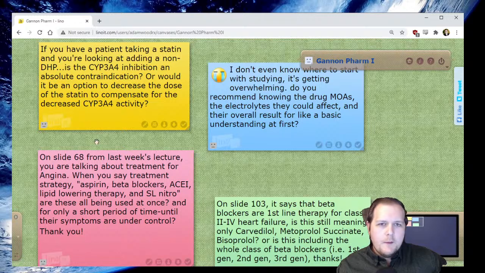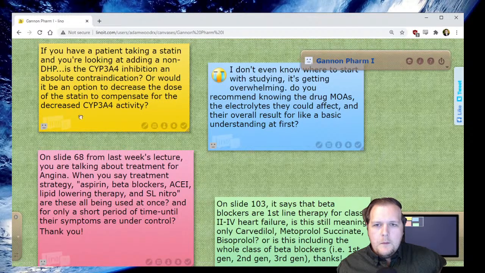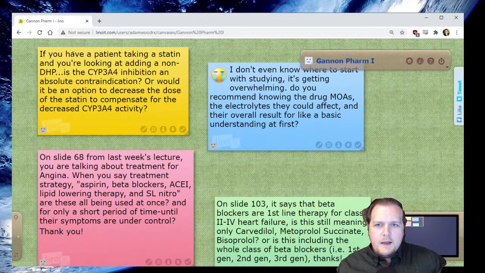Okay, so let's go over a couple of questions here that you guys had. Someone was saying, if you have a patient taking a statin and you're looking at adding a non-DHP, is the CYP3A4 inhibition an absolute contraindication, or would it be an option to decrease the dose of the statin to compensate for the decreased CYP3A4 activity? Very good question. So it's not an absolute contraindication, but you are kind of playing with fire to some degree. So you gotta be careful, right?